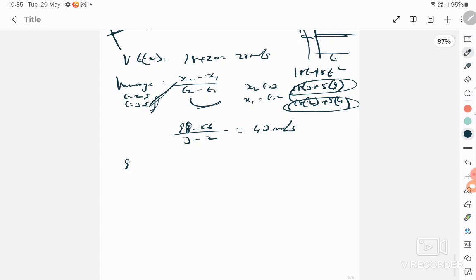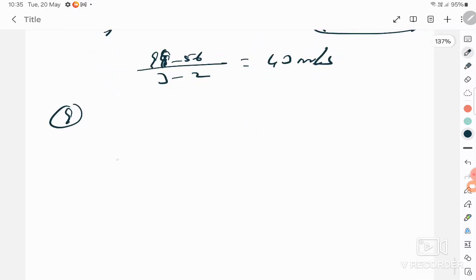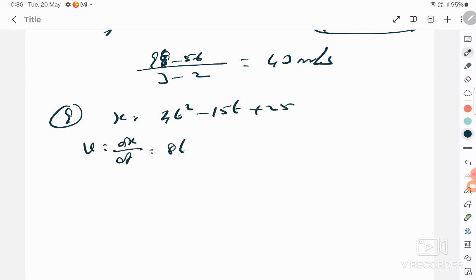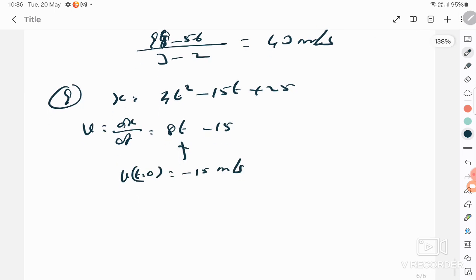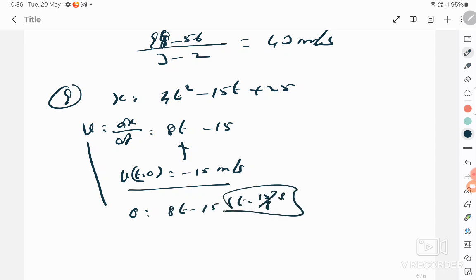So let's go to the 9th question. The 9th question is the displacement of the particle is given to be 4t square minus 15t plus 25. We want instantaneous velocity, which is dx by dt, which is 8t minus 15. The question is, when time t is equal to 0, what is the velocity? So v at time t equal to 0 is minus 15 meter per second. That's all. And when will the velocity be 0? 8t minus 15 equals 0, so t is equal to 15 by 8 seconds is when the velocity is 0.